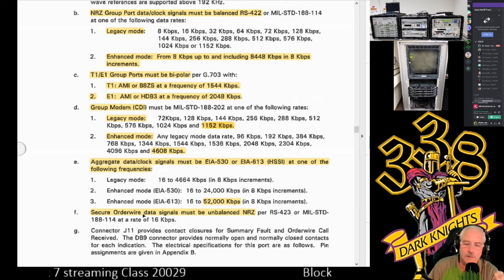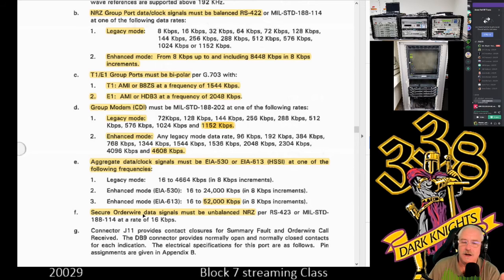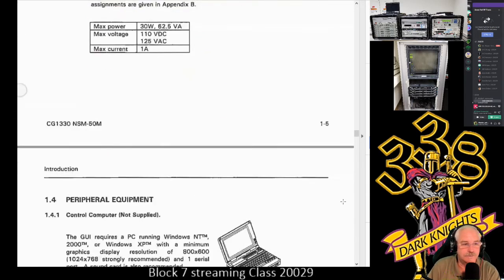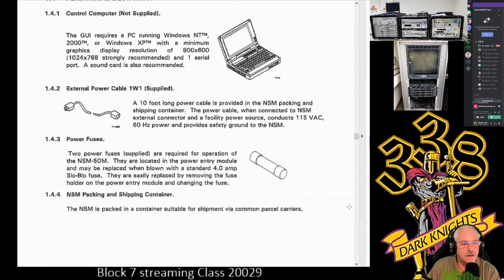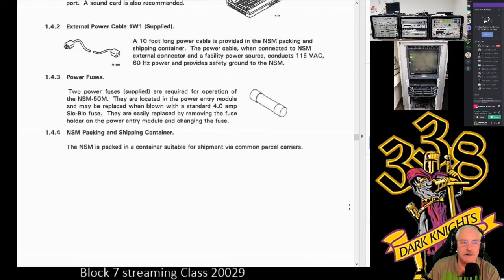Well, order wire, whenever I hear that, and you're going to hear this term a lot when we talk about the TISR, it is an auxiliary channel for maintenance. So just letting you know, I highlighted it for that purpose to give you an idea of what you're going to be dealing with later. And there's the computer, there's the external power cable. These aren't provided, you just got to get them.